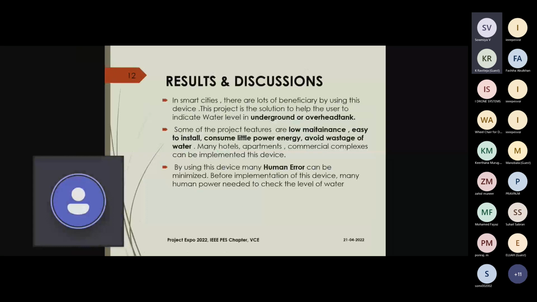Many hotels, apartments, and commercial complexes can implement this device. By using this device, much human error can be minimized. Before implementation of this device, much manpower was needed to check the level of the water. Here, we have a demo video for this project.